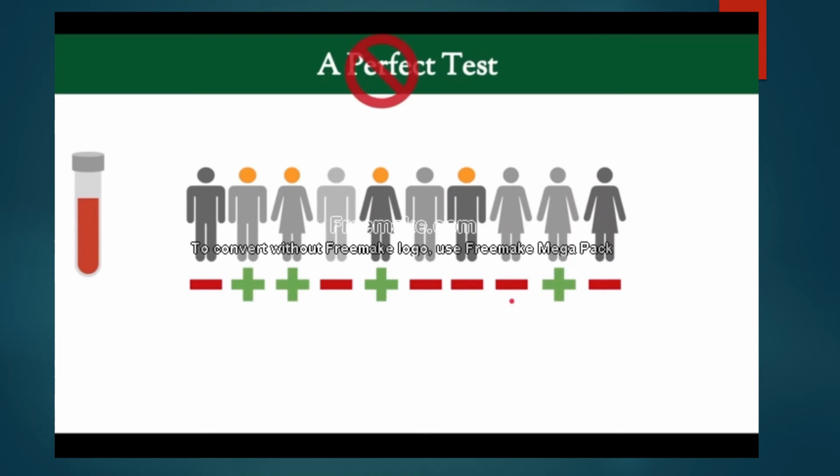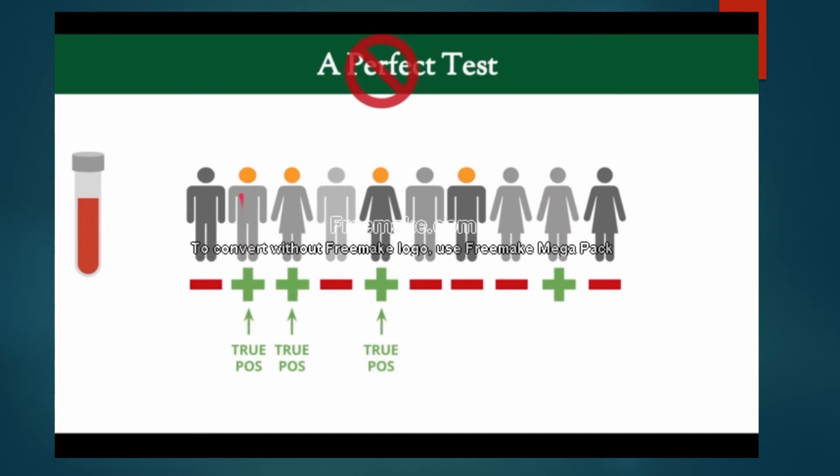However, there is no such thing as a perfect test. There are always going to be problems. So you can see here's a person who has a disease and the test came out negative, and here's a person who does not have the disease and the test came back positive.